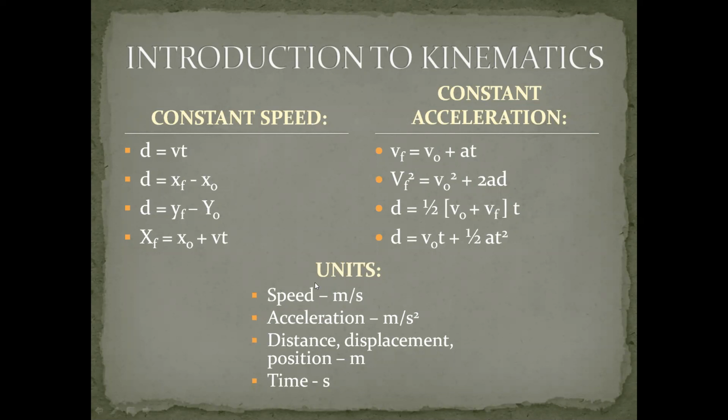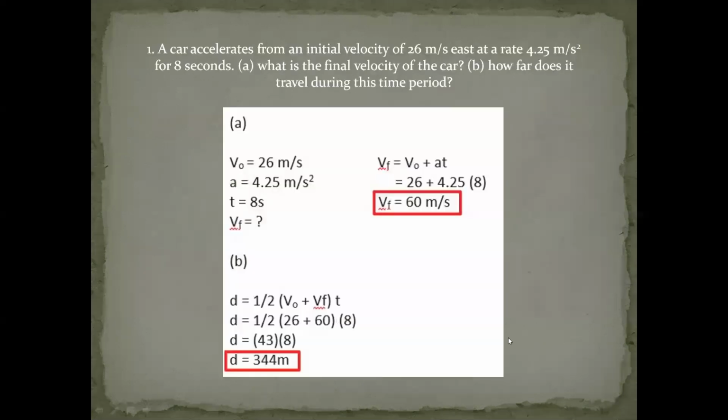So, the units that we commonly use in kinematics are these. For speed, we use meter per second. For acceleration, we use meter per second squared. For distance, displacement, and position, we use meter. And for time, we use s, or seconds. All right? So let's go to problem solving.